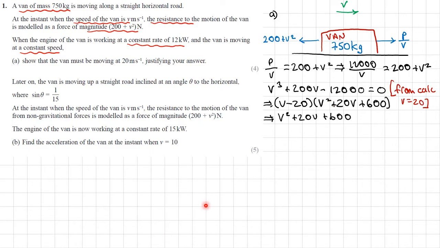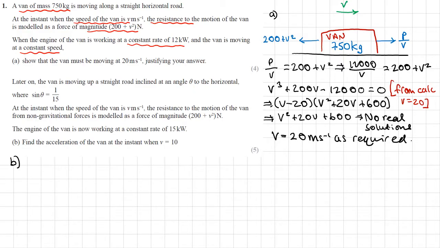So if I take this part out here and put it on a calculator and try and solve it, it has no real solutions. You basically get complex solutions. So no real solutions here. V has to be real. So that means the only possible value that V can take is 20 meters per second as required. Okay, moving on to the next bit.